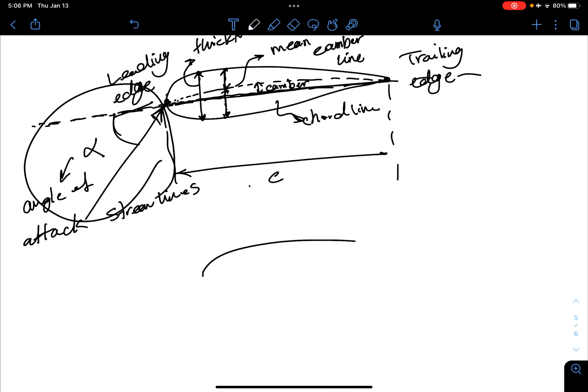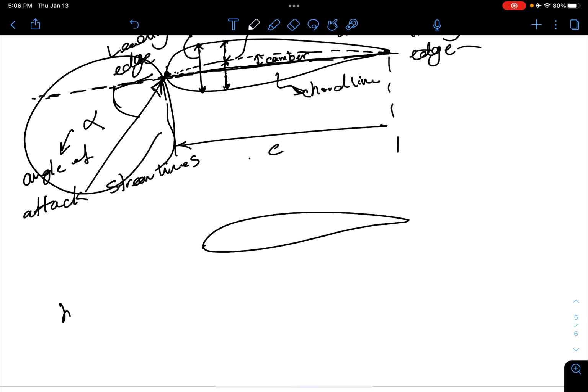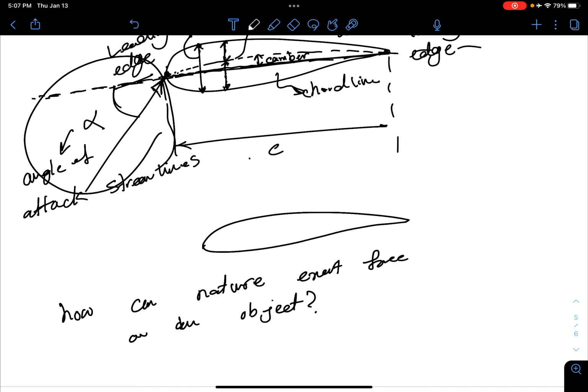Let's say we have this airfoil, and I have this question for you. How can nature, in this case air, exert force on an object? Or how does it, not how can, how does it exert force on an object? How does it talk to an object? What are the different forces that air can exert on an object? Different type of forces. Pressure differences?